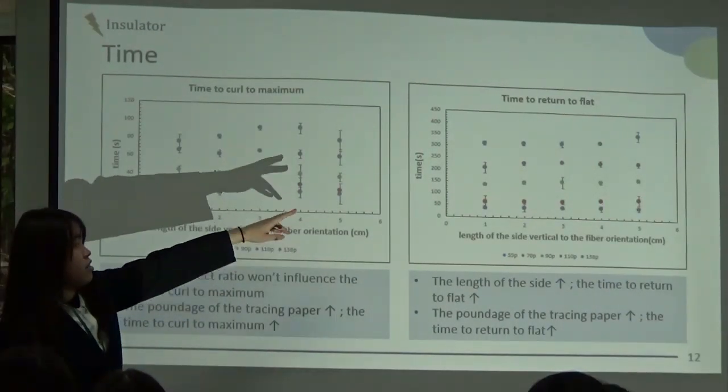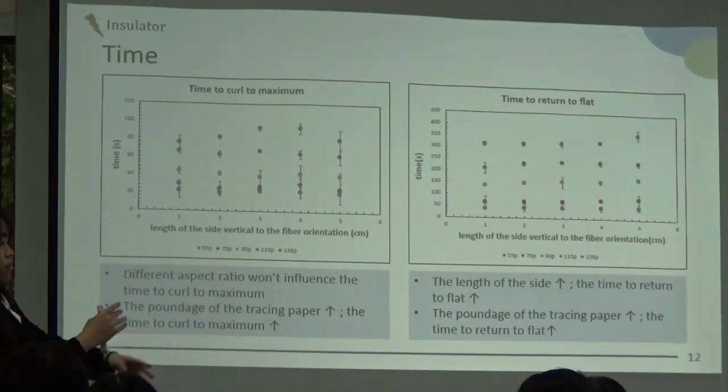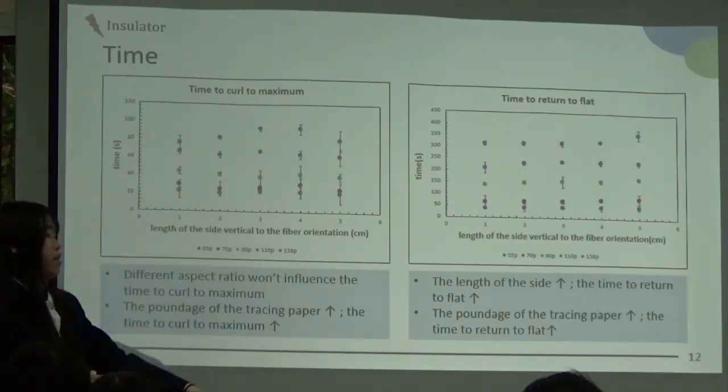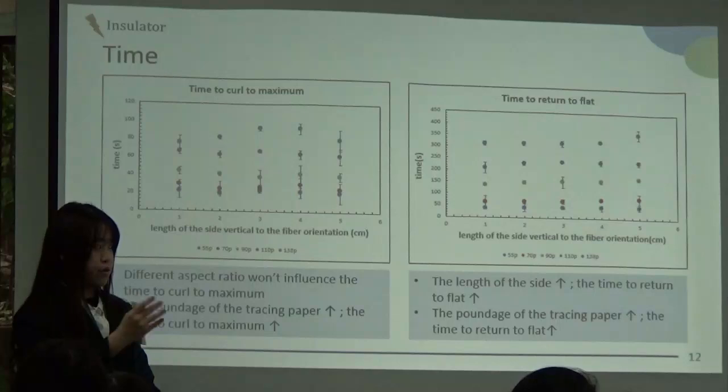And the right one is the time to return to flat. So in the graph you can see that when the length of the side increases, the time to return to flat will also increase. And when the poundage of the tracing paper increases, the time to return to flat will also increase.